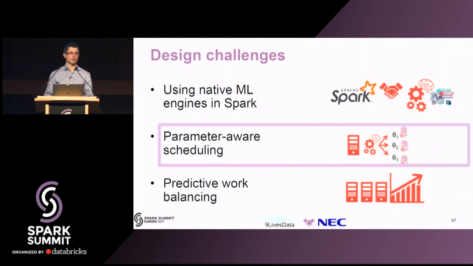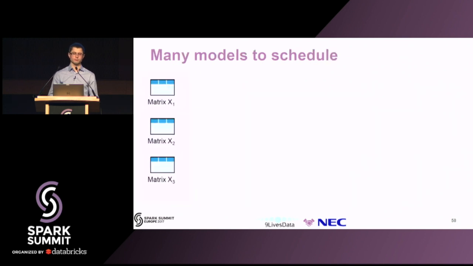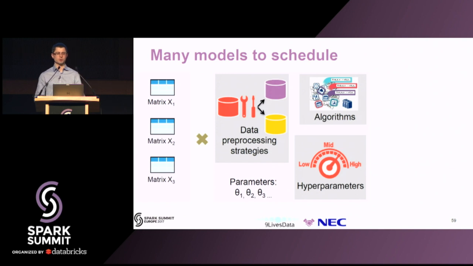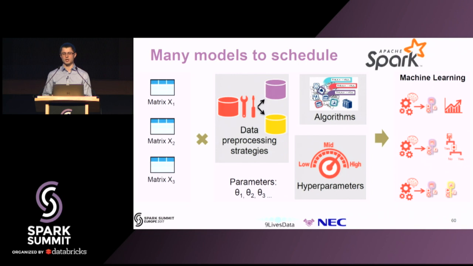Okay, and now let's move to the second design challenge, parameter-aware scheduling. So as you remember, in our application, we consider many data sets, many matrices, and we also actually consider many possible parameter sets, and we actually combine data sets with many possible parameter sets, so that in a machine learning phase, we actually process kind of pairs, matrix and parameter set. And parameter set consists of data preprocessing strategies, algorithm types, and some hyperparameters.